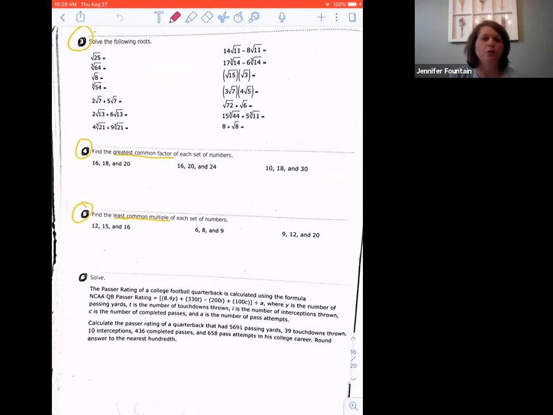All right, on section 4, greatest common factor, we had sets of 3 numbers here. So we had to find prime factorization for each of our 3 numbers and find what was the greatest factor they all had in common. So 16, 18, and 20, my greatest common factor is 2. 16, 20, and 24, my greatest common factor is 4. 10, 18, and 30, my greatest common factor is 2. Any questions on those?